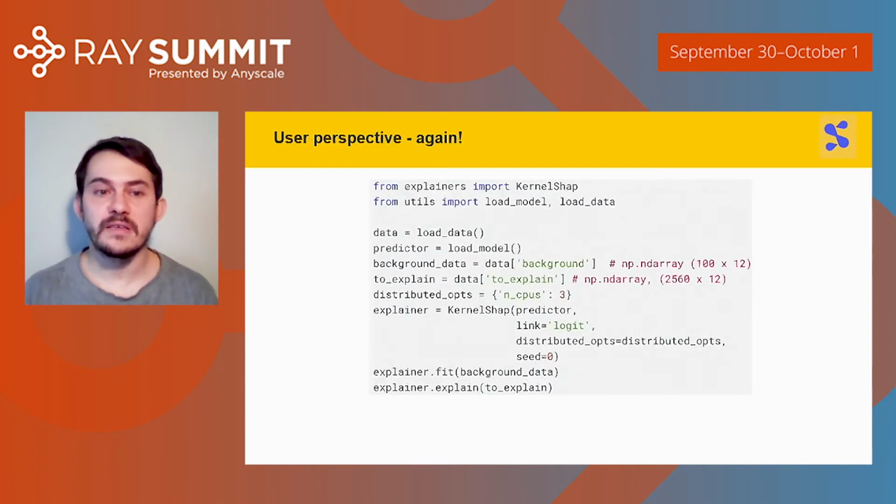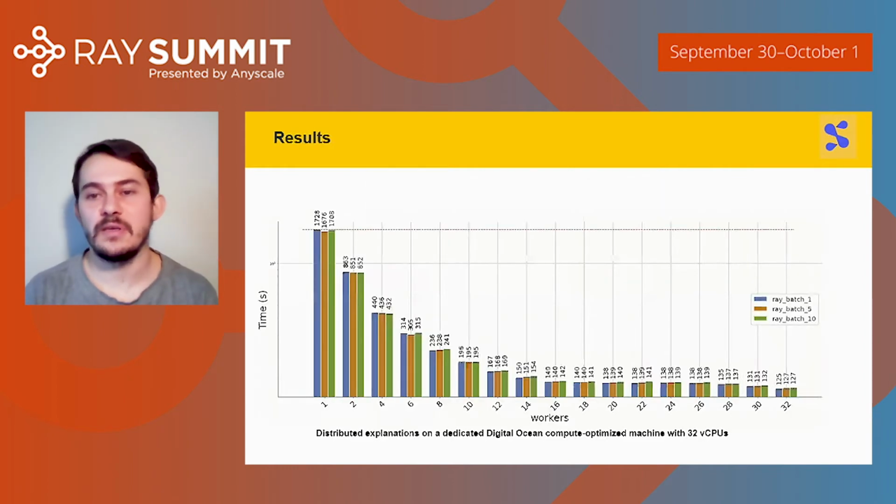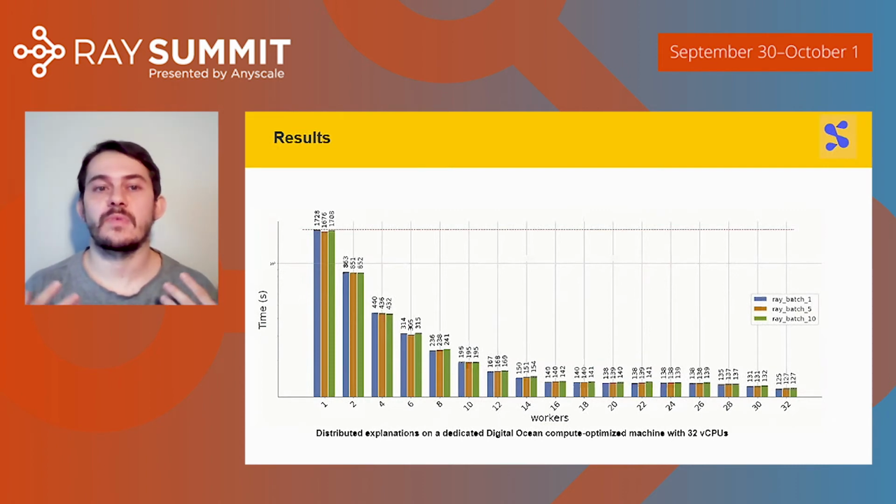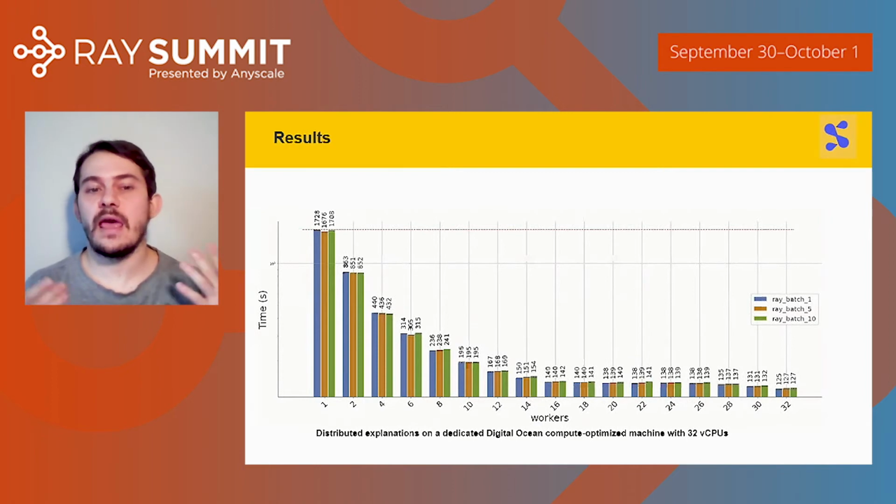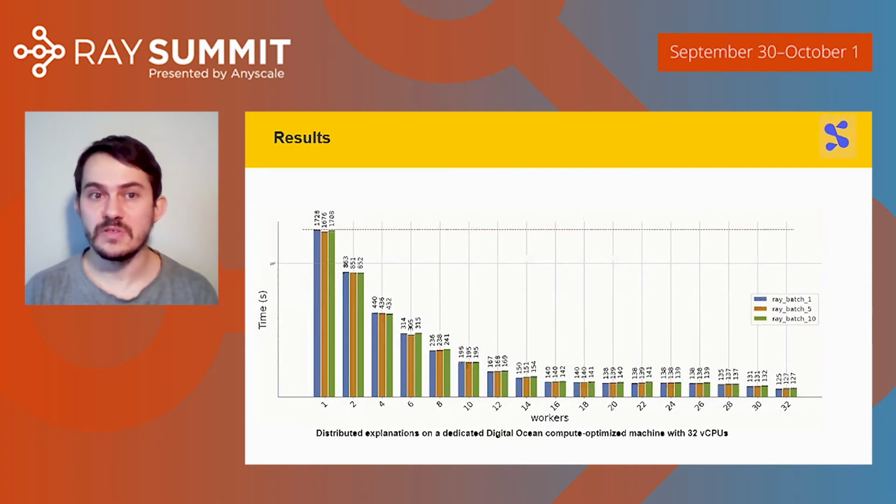And from a user perspective, all they need to do is to load their data and their model, tell us how many CPUs they want to use, fit the explainer, and explain it. It's just their workflow from before, but now many times faster. So just how fast did we manage to get this? Well, you can see here some results. We ran this task on a machine from DigitalOcean with 32 virtual CPUs, a compute optimized and dedicated one.